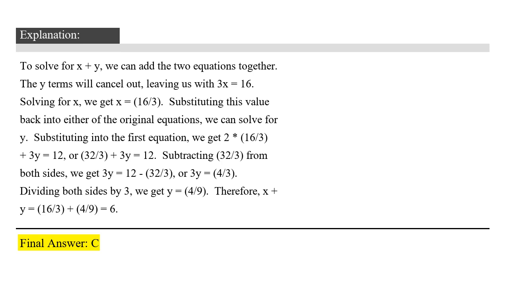Substituting into the first equation, we get 2 times 16/3 plus 3y equals 12, or 32/3 plus 3y equals 12. Subtracting 32/3 from both sides, we get 3y equals 12 minus 32/3, or 3y equals 4/3. Dividing both sides by 3.